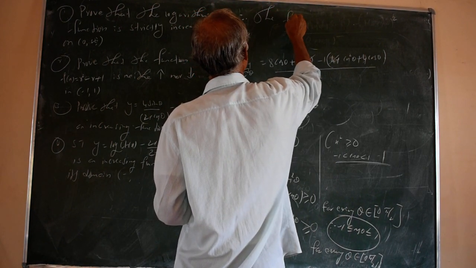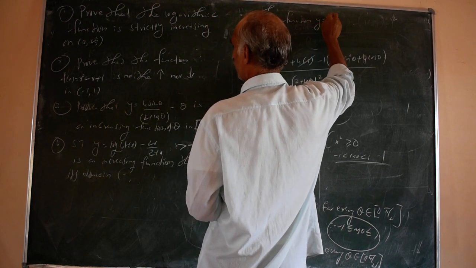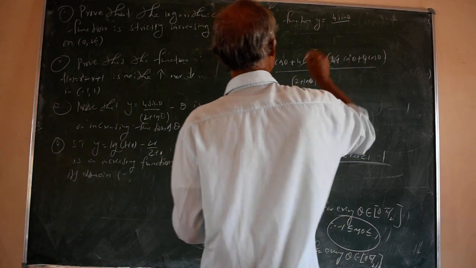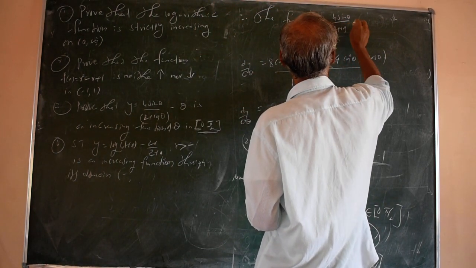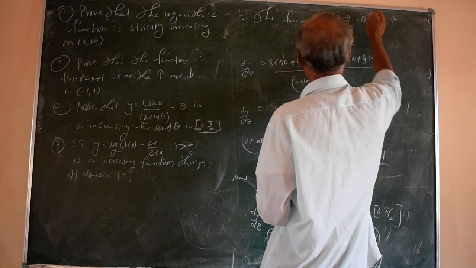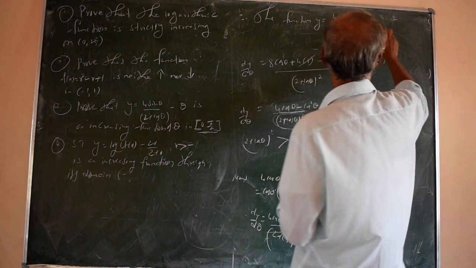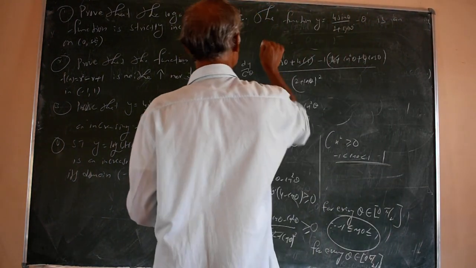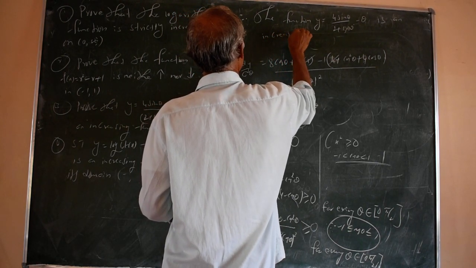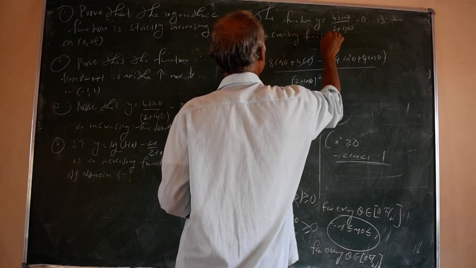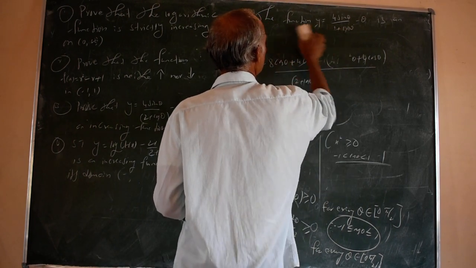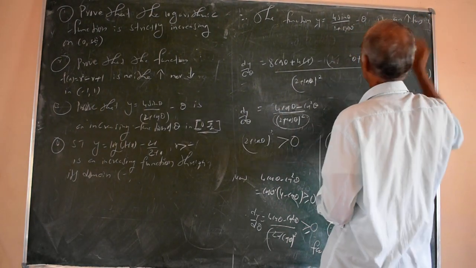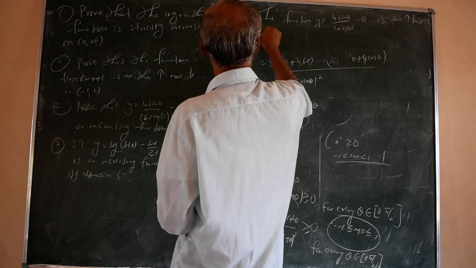Therefore the function y is equals to 4 sin theta upon 2 plus cos theta minus theta is an increasing function, simply increasing, not strictly, okay, is an increasing function in closed interval.